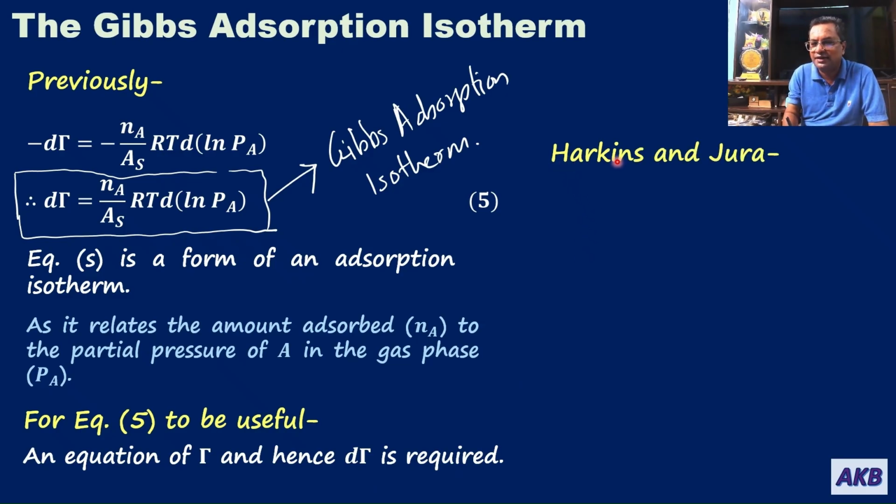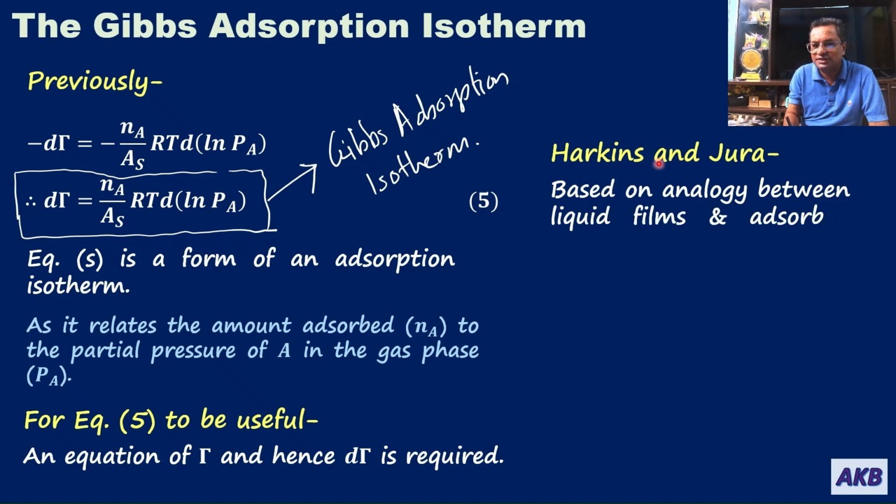For that, Harkins and Jura, these researchers, based on an analogy between liquid films and adsorbed layers, because we have assumed that in this case the adsorbed layer is behaving like a liquid film. So based on this analogy between liquid films and adsorbed layers, these two persons proposed an equation for capital gamma. And what is that equation?